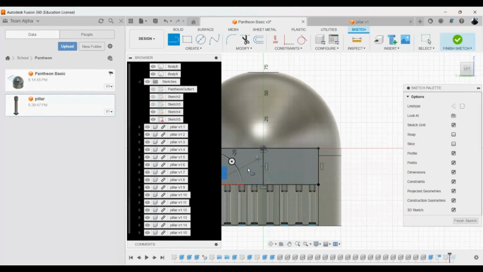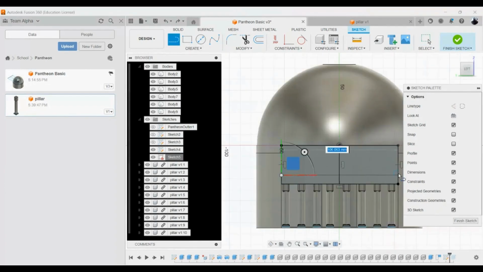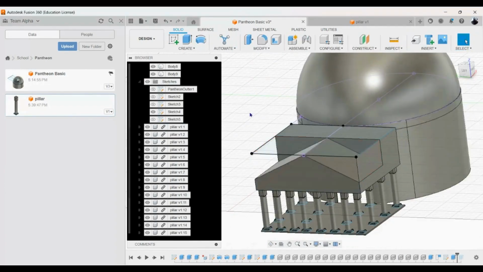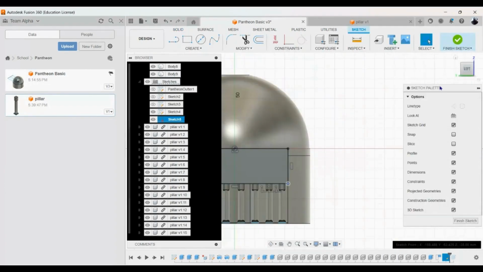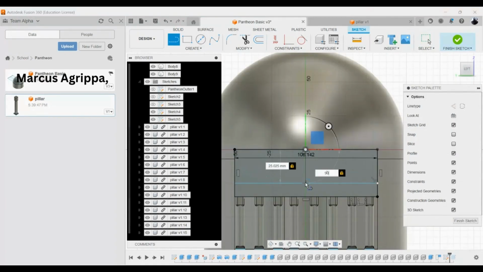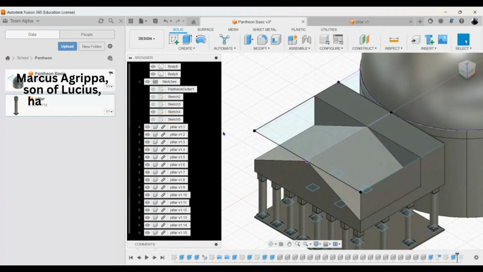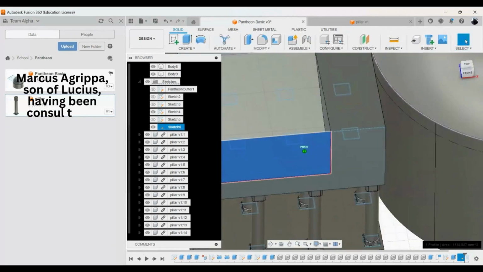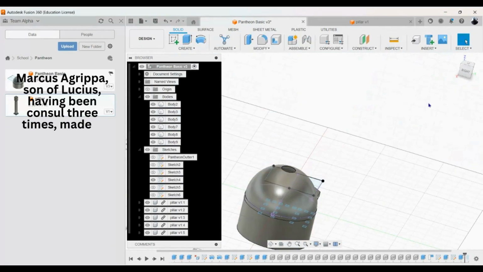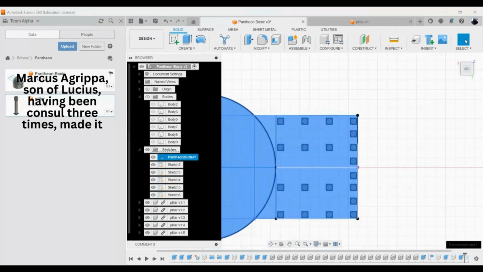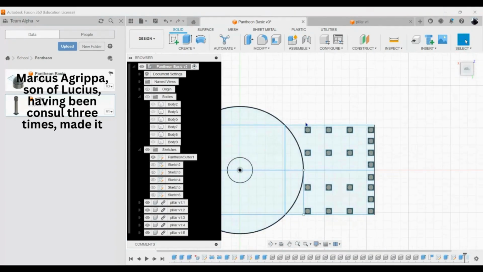The front of the Pantheon is a triangle. On the Pantheon portico there is an inscription which roughly translates as Marcus Agrippa, son of Lucius, having been consul 3 times, made it. Or Marcus Agrippa constructed this while being consul for the 3rd time, although Emperor Hadrian rebuilt the Pantheon with another message.